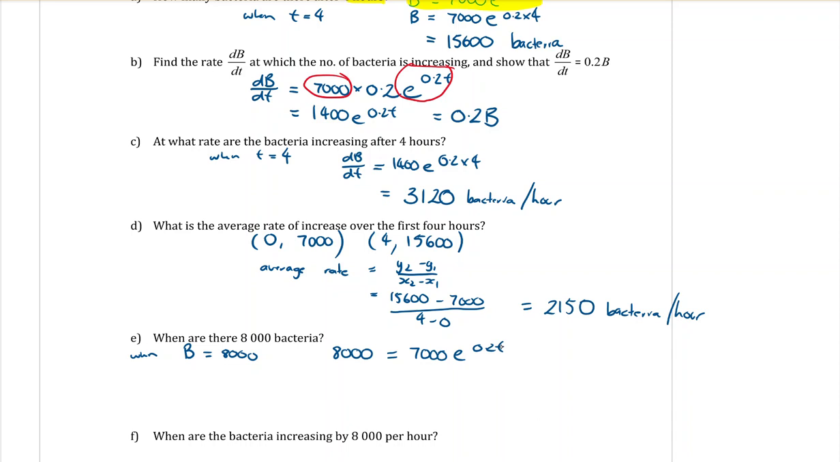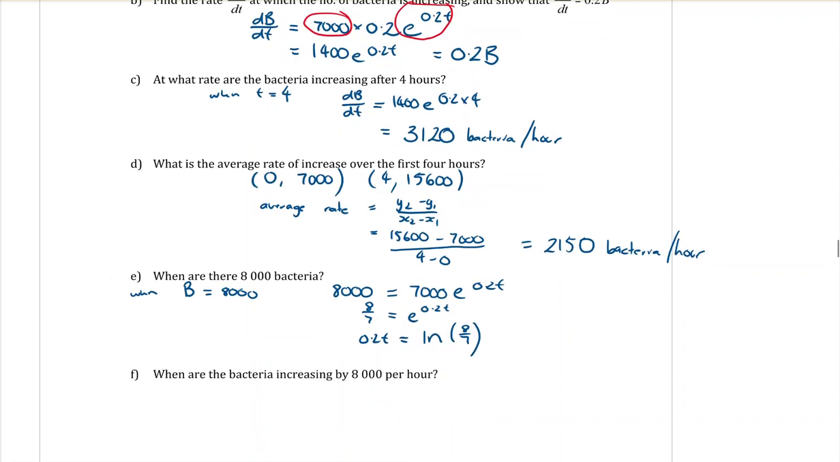And this is where our fun with rearranging things begins. I want to find out what t equals. So first of all, divide the 7,000 across the other side. 8,000 divided by 7,000 is just going to be 8 over 7. Now to get the t, which is in a power, I'm going to have to do a sliding base. So 0.2 is going to stay by itself. The base e is going to slide across to be a log base e, or in other words, ln, of 8 over 7. Remember the sliding base?